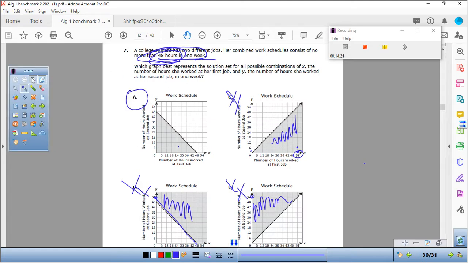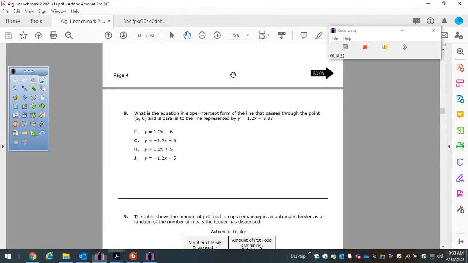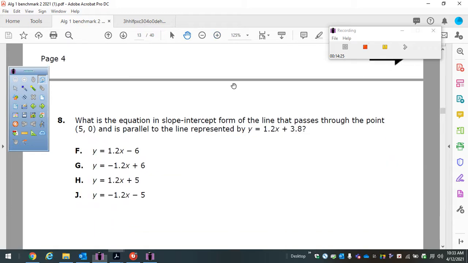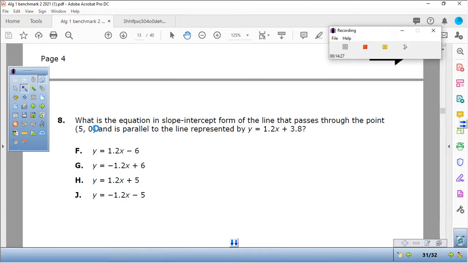That's choice. Okay, this is this one. What is the equation in slope and intercept form? So these are in slope and intercept form.